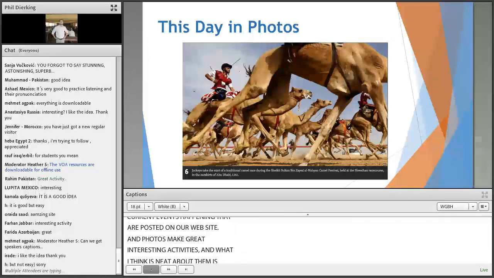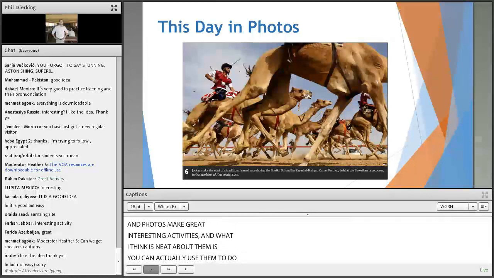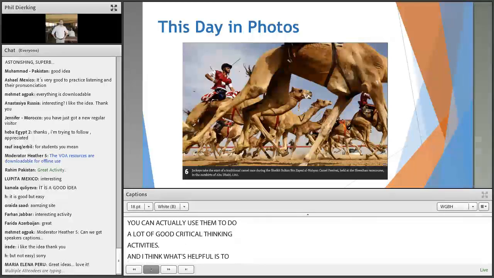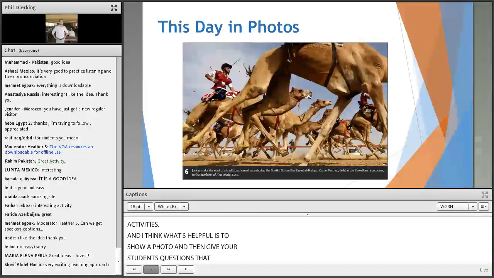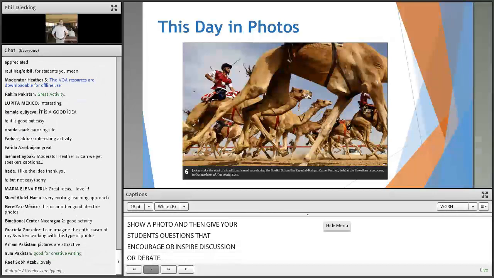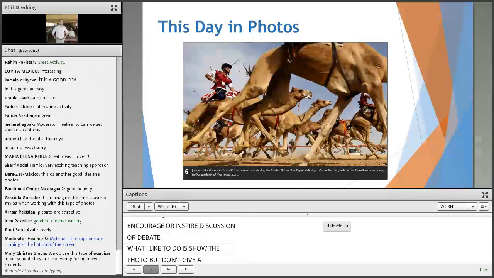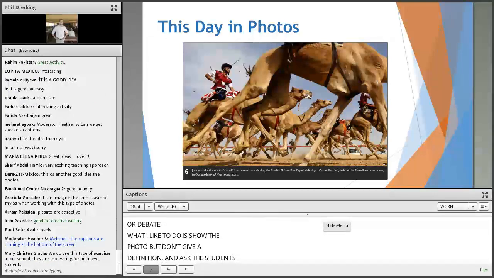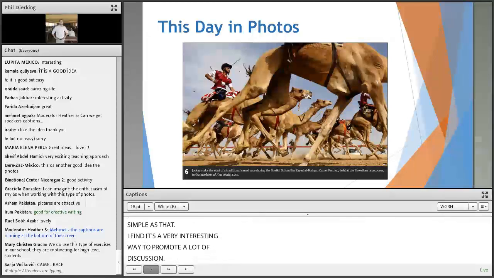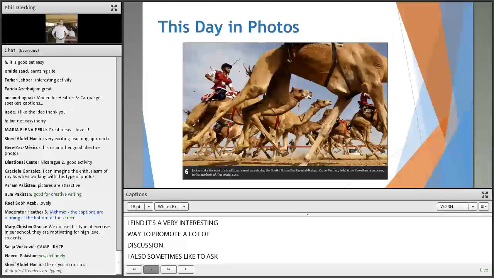What I think is neat about them is you can use them to do a lot of good critical thinking activities. I think what's helpful is to show a photo and then give your students questions that encourage or inspire discussion or debate. What I like to do is show the photo but not give a description, and ask the students what they think the photo is about. As simple as that. And I find that it's a very interesting way to promote a lot of discussion. I also sometimes like to ask them, if you could give this photo a title, what would you give it?